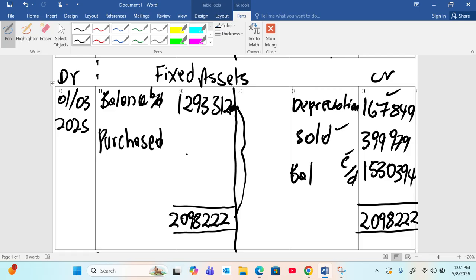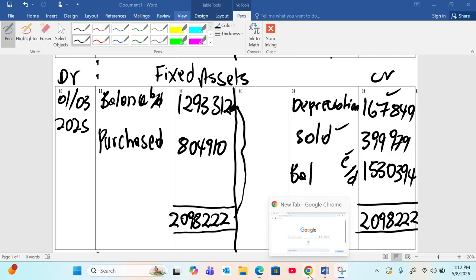Your new equipment that you have purchased with a price of 804,910. Okay, so guys, we just need to find a way on how we're going to show all these calculations on the cash flow statements. Remember, to earn those part marks, you always need to show calculations. Okay, so this is what you need to do always.